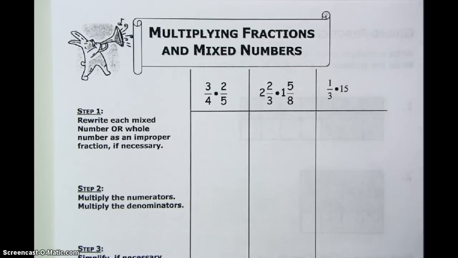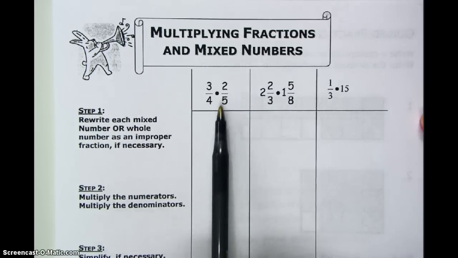Today we're going to learn about how to multiply fractions, mixed numbers, and whole numbers. Make sure that you have your notes page out, that you're ready to fill it in, and then you will have some problems to do after we're done with our notes as well. Now, our first problem that we're going to start out with here is 3/4 times 2/5.